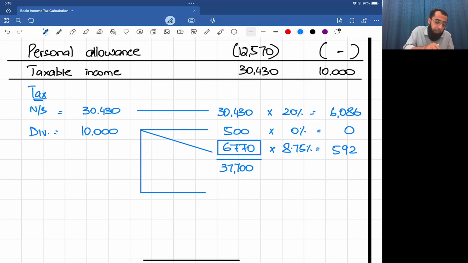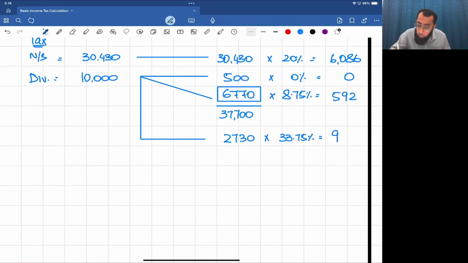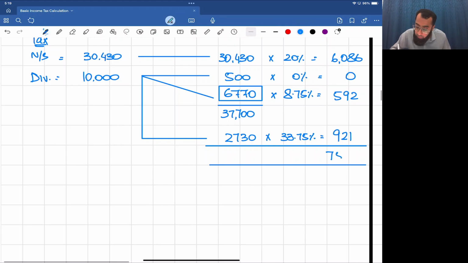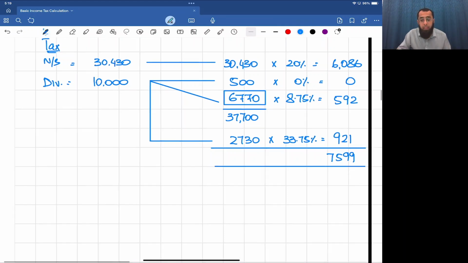So now, if you look at your dividend income of 10,000, 500 was taxed at 0%. Okay. 6,770 was taxed at basic rate band. So how much is remaining? 2,730. It will be taxed at the higher rate band, which is 33.75%. So 33.75% gives us 921. Here you go. Your final tax liability. There was no advance tax in this question. 6,086 plus 592 plus 921. So it's 7,599.